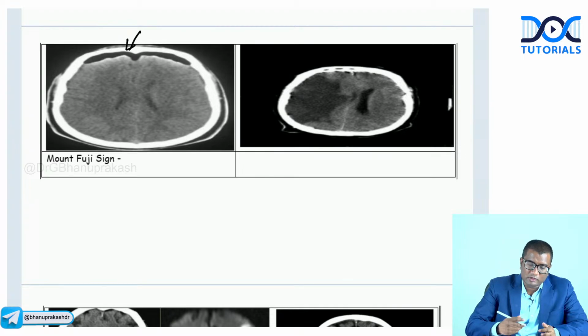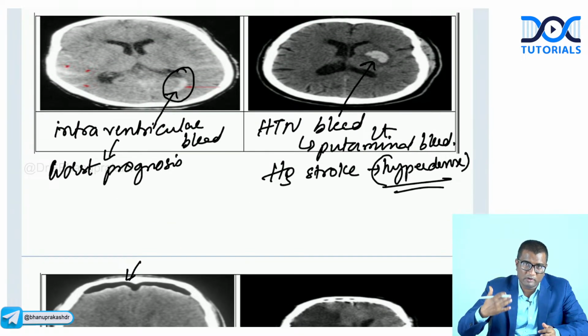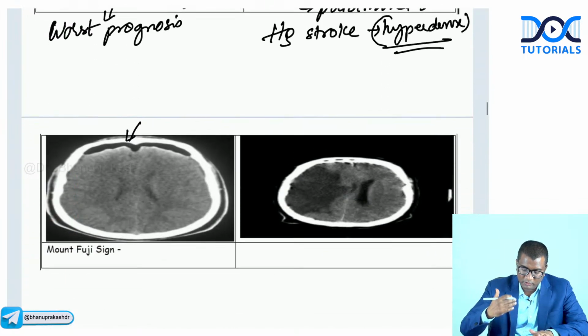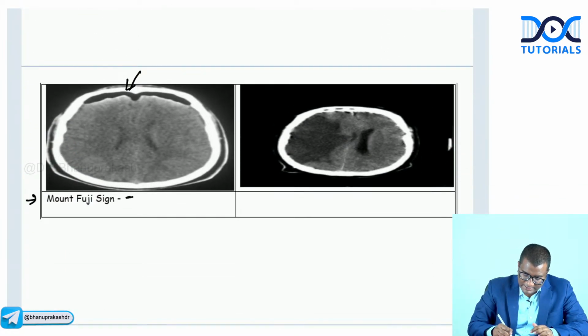Remember, air will come on the top, fluid will come on the bottom. So the fluid, the blood, right, will be in the occipital horns of the lateral ventricle, but air will go to the top. This is called the Mount Fuji sign. This is a feature of tension pneumocephalus.